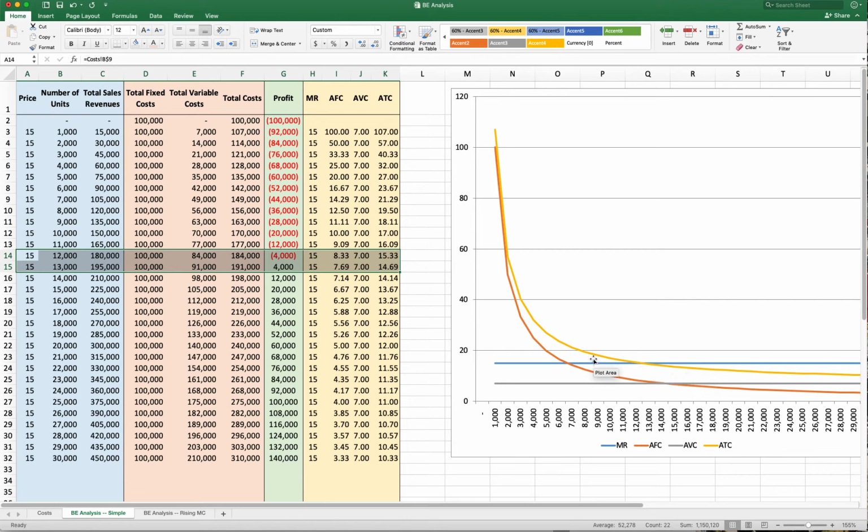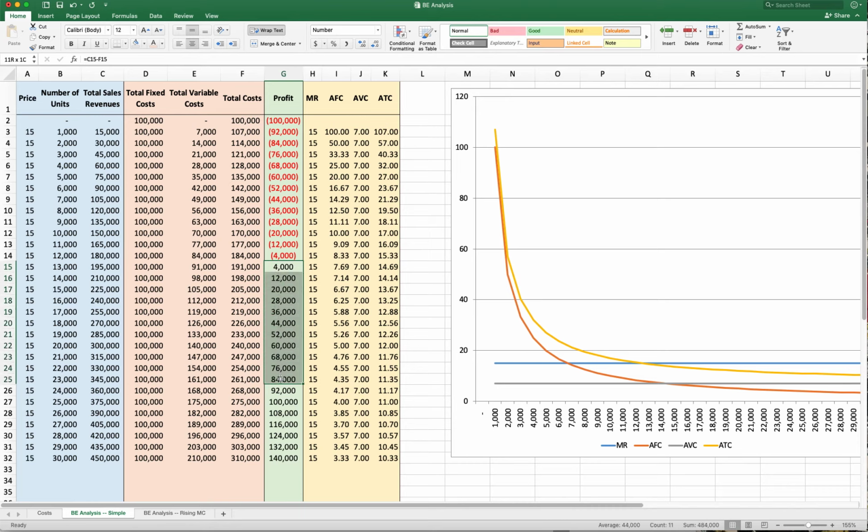Everything before, again, costs are higher than price, we have negative. It crosses that line, that's when profits become positive. That's exactly what's going on here. But that doesn't mean that we want to sell at, or we want to produce at 12,500. Because as you see, profits start going up.